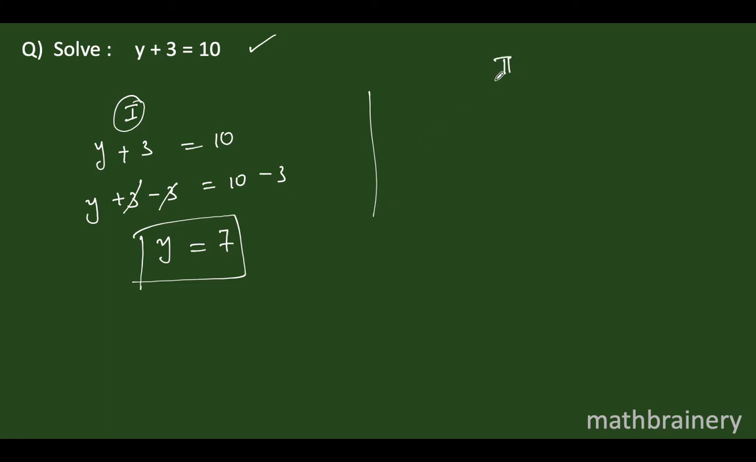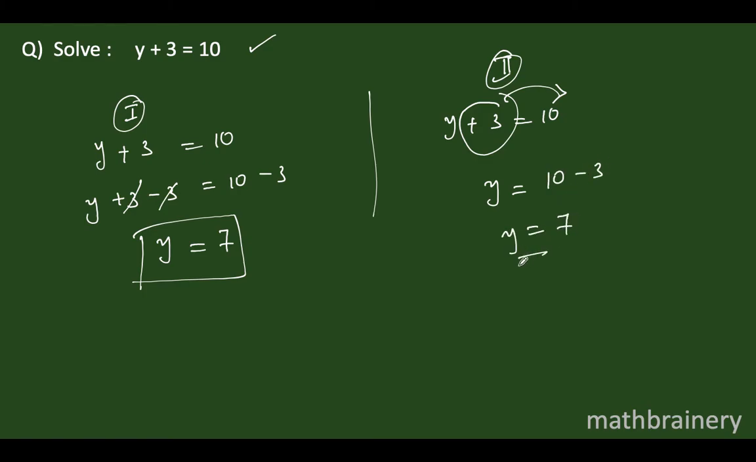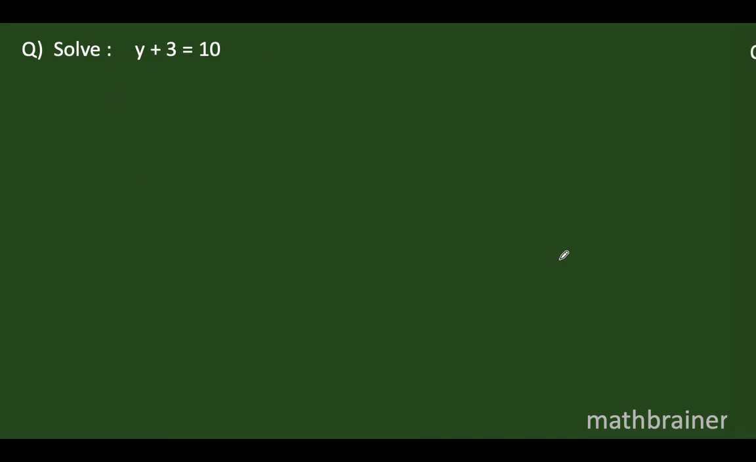What is the second method? Second method is a method of transpose. You have y plus 3 is equal to 10. Let us transpose this positive 3 to the right hand side, and when you transpose, its sign changes. Now, here plus 3 will become minus 3 when it comes to right hand side. What is 10 minus 3? 7. Y is equal to 7 is the solution. Look at the next question.